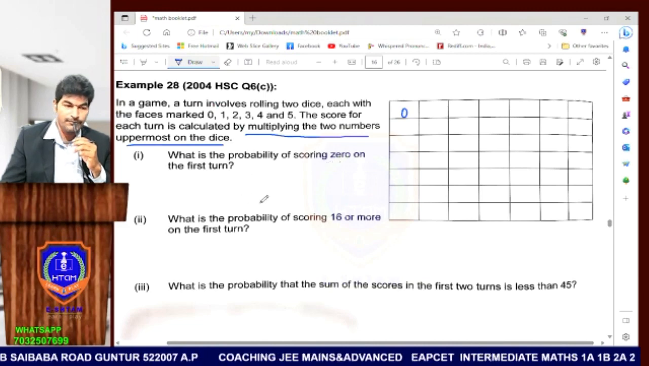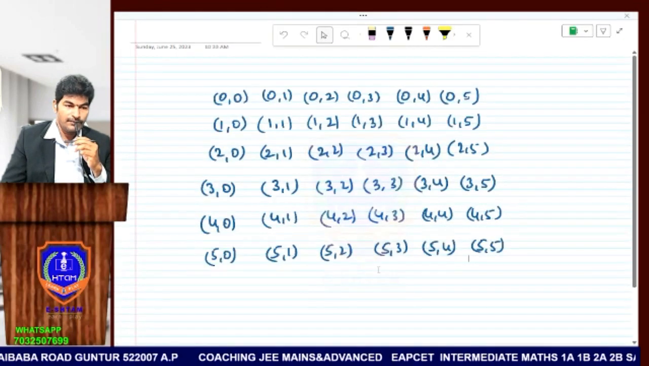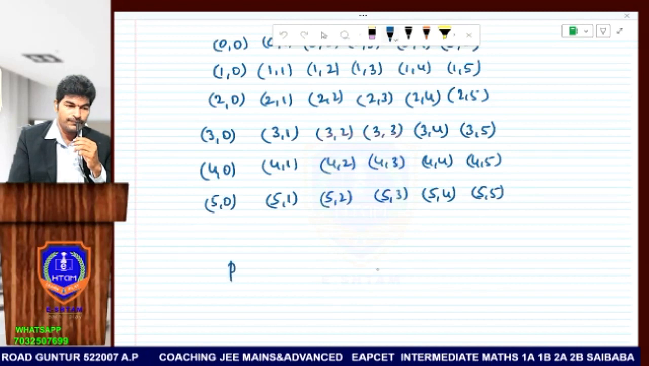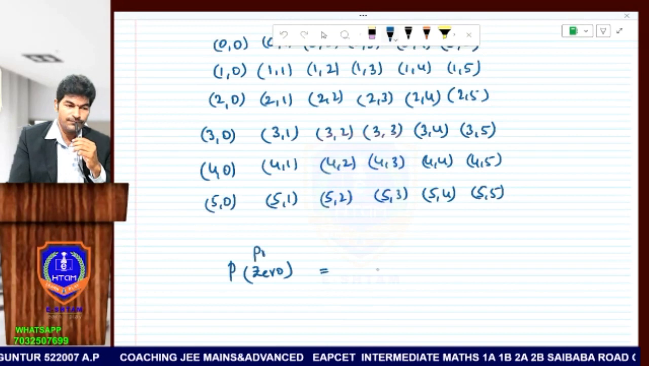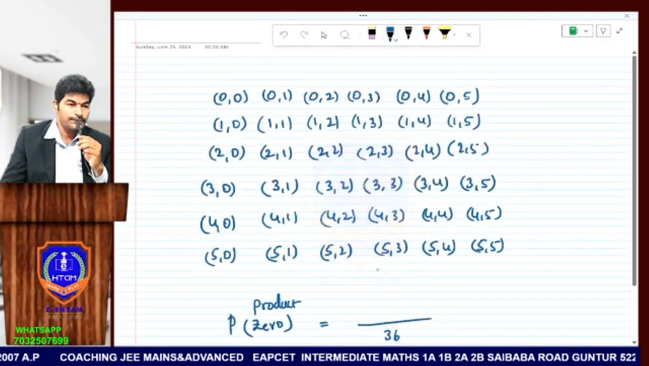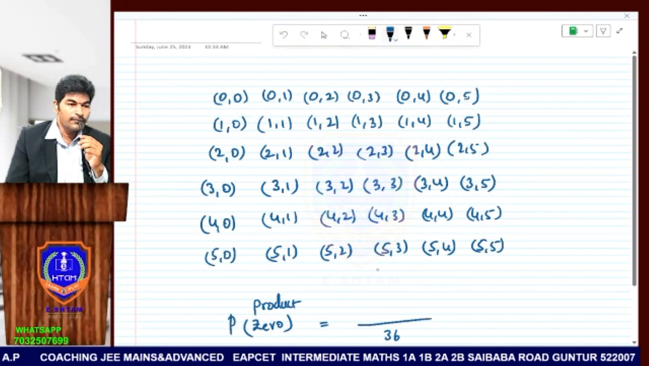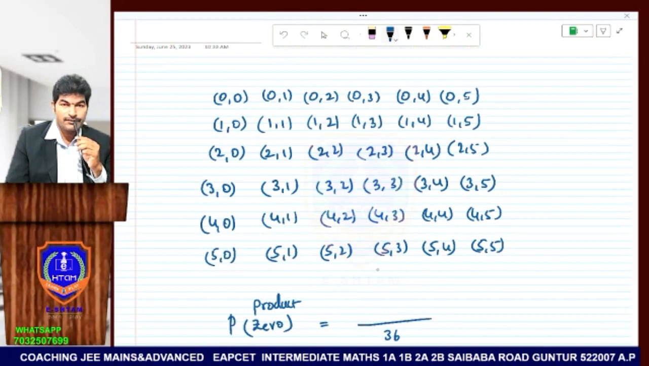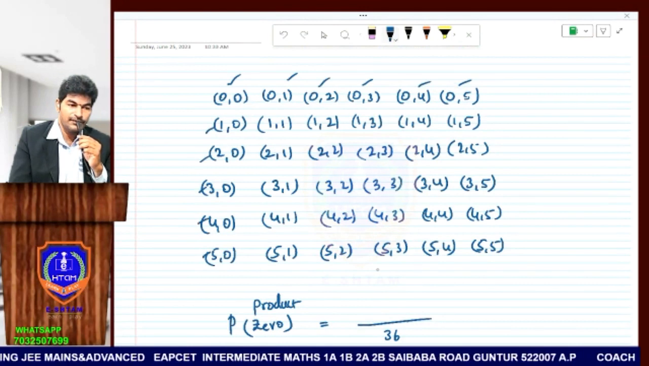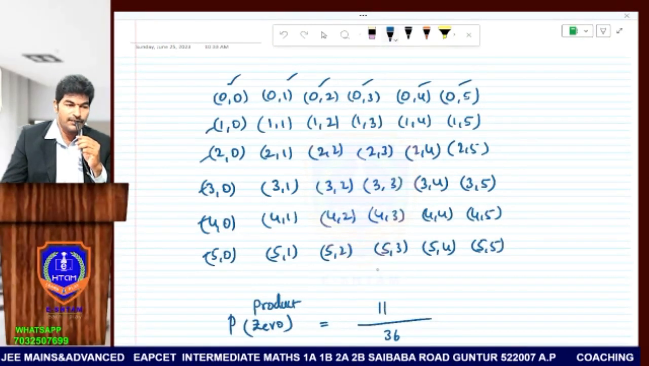So one attempt was done. On that one attempt, in total how many possibilities exist? Probability of the 0 event, product 0, is out of a total of 36, right? And how many of them will give you product 0? 1, 2, 3, 4, 5, 6, 7, 8, 9, 10, 11. So this is the answer.